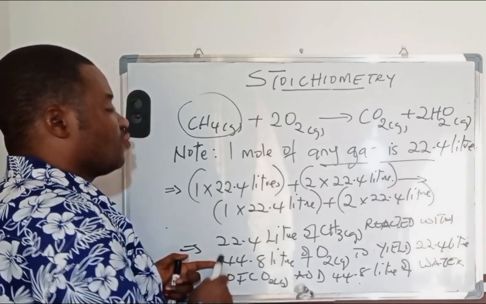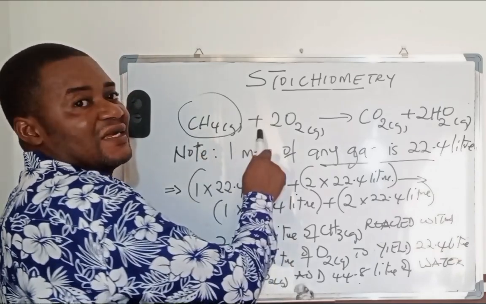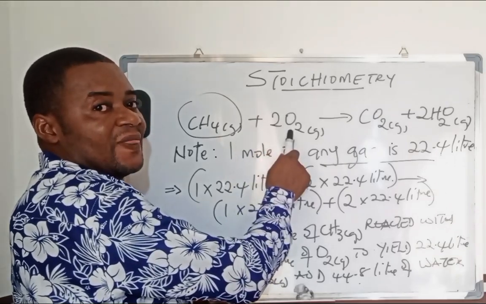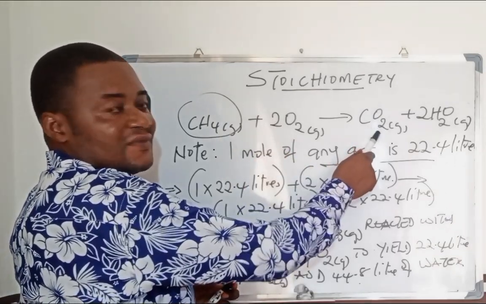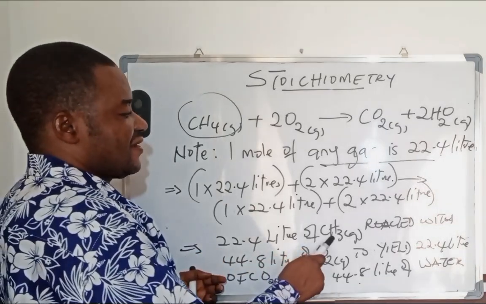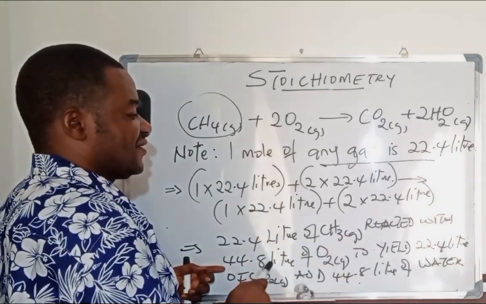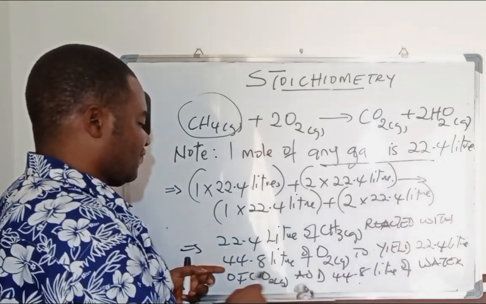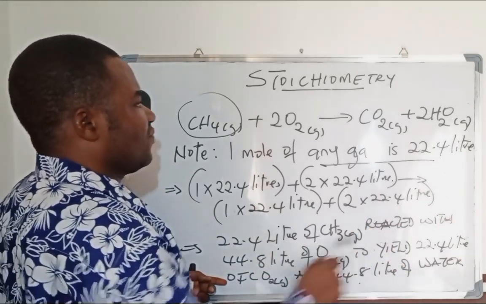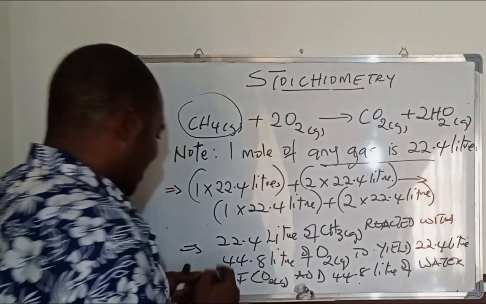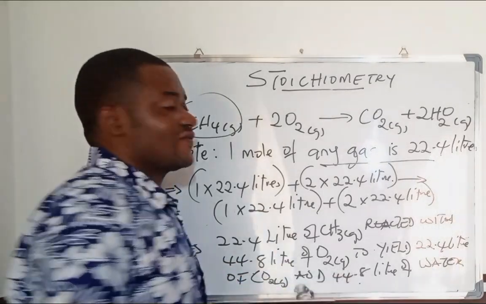So if you were going to carry out this kind of reaction, to prepare this, you are going to need 22.4 liters of methane gas reacting with 44.8 liters of oxygen to yield 22.4 liters of, sorry, CO2, and then 44.8 liters of water.